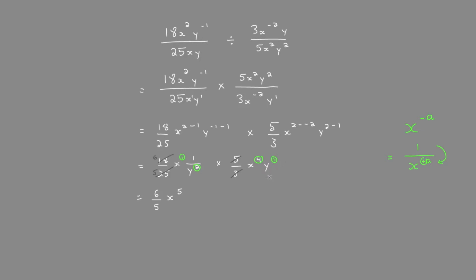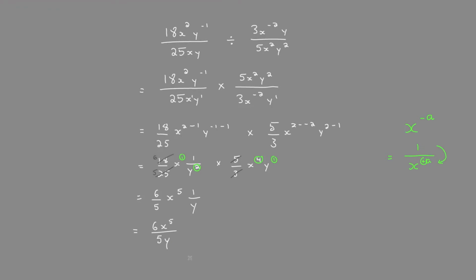And what do we do with the y's? In the top, in the numerator, this would be y to the 1 on top. So we'd have y to the power of 1 minus, because of this division, minus the 2 from the exponent on the bottom. So 1 minus 2 becomes minus 1, and since we have a negative exponent, we can reciprocate that. So that's 1 over y to the power of positive 1. So we'll write this as one term, 6x to the 5 over 5y.